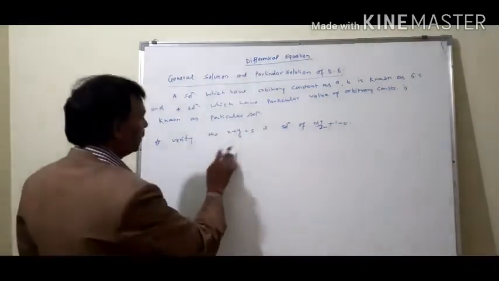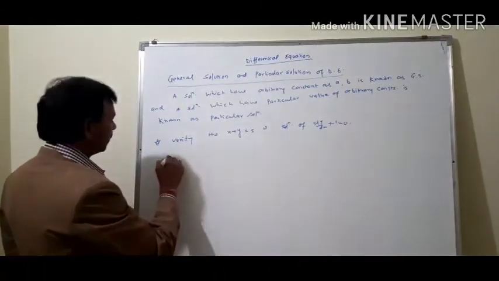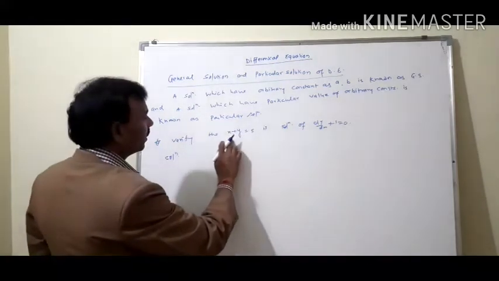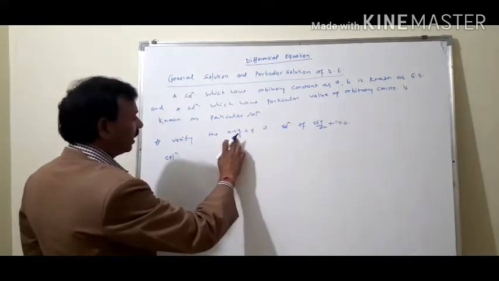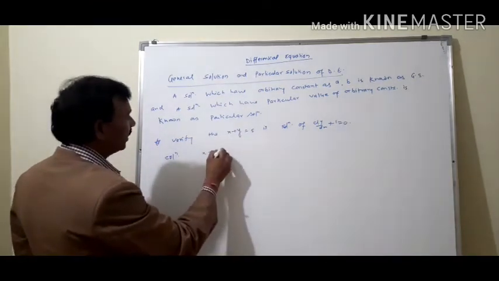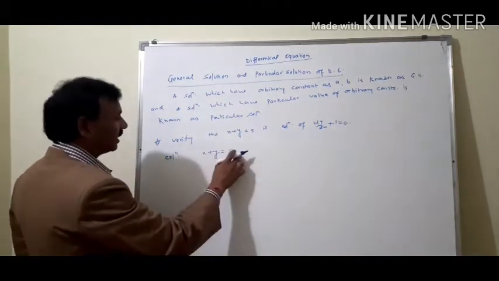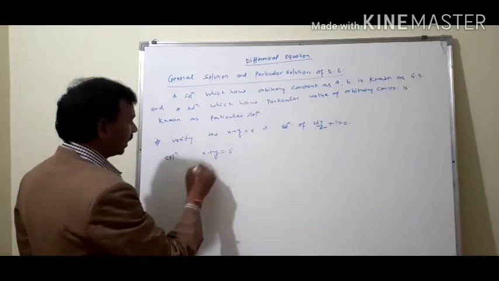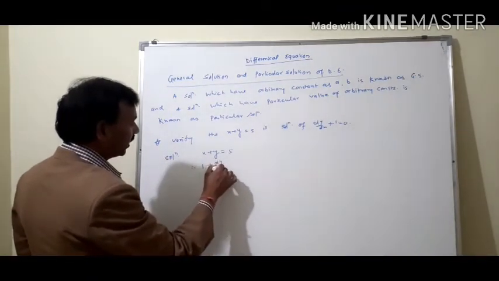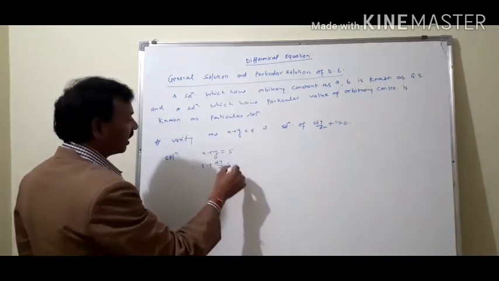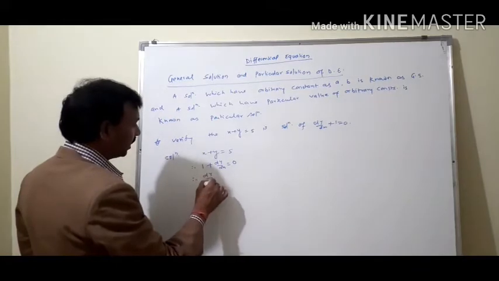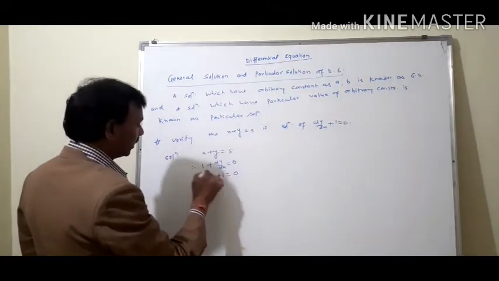For this we take the derivative of this equation, x plus y equal to 5. Differentiating this with respect to x, therefore 1 plus dy upon dx equal to the differentiation of 5, which is 0. Therefore dy upon dx plus 1 equal to 0.